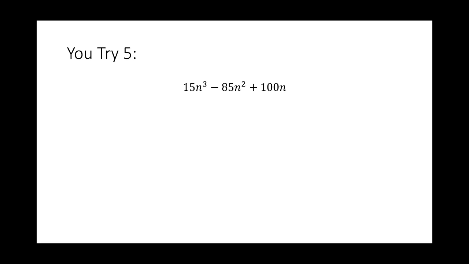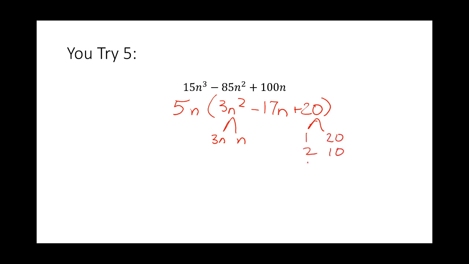Okay, now that you've tried that one on your own, let's try it together. So we saw that we could take out a 5n. I'll be left with 3n squared minus 17n plus 20. Then that 3n squared can be 3n and n. That 20 could be 1 and 20, 2 and 10, 4 and 5.